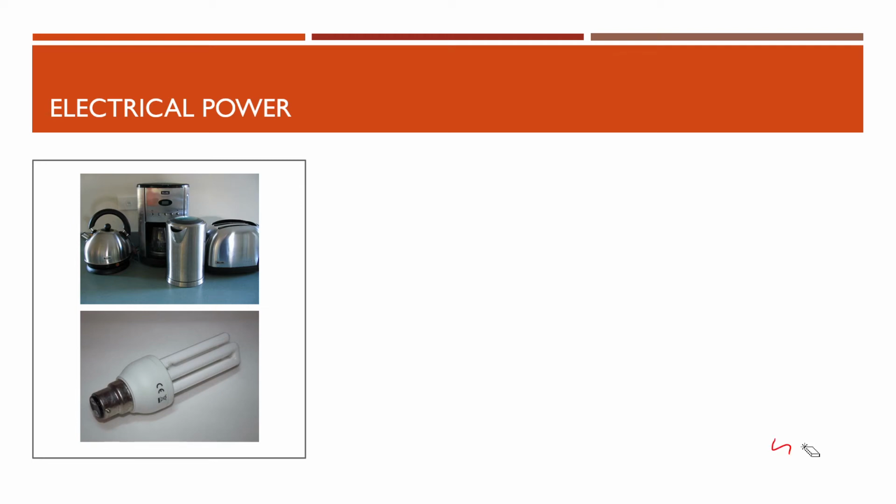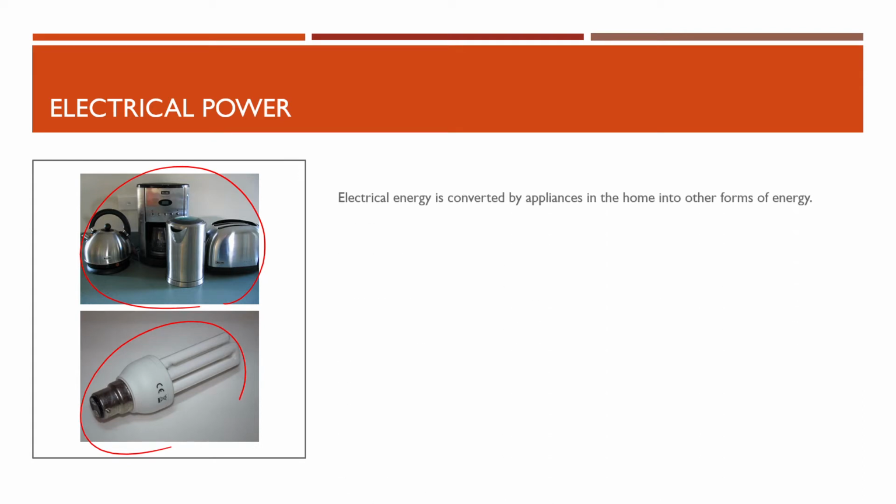So the final chapter we need to learn about is electrical power. As you can see, these all use electricity. The light bulb uses electricity as well. So let's have a look.